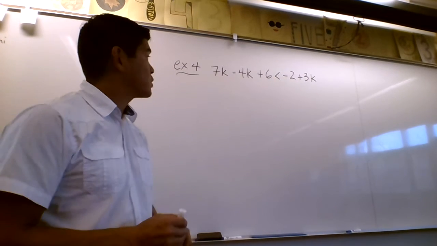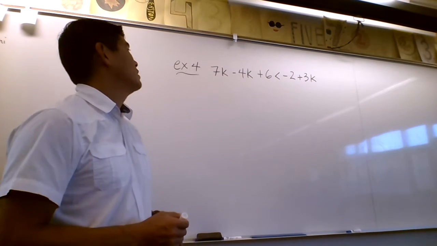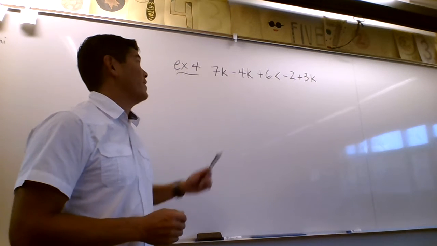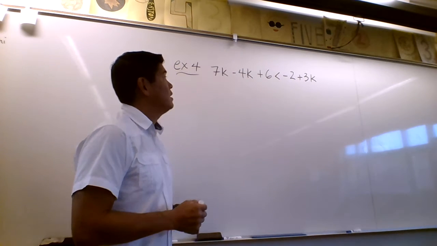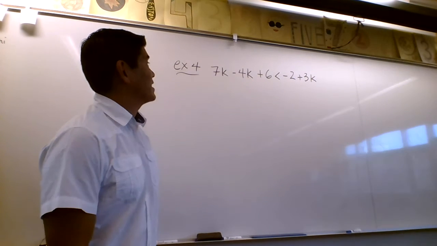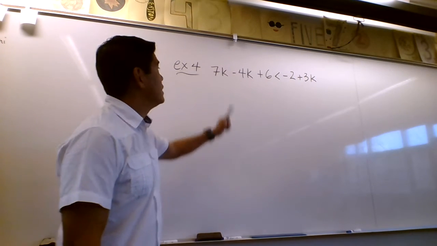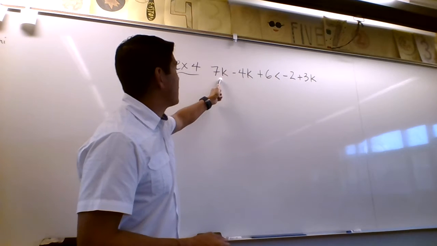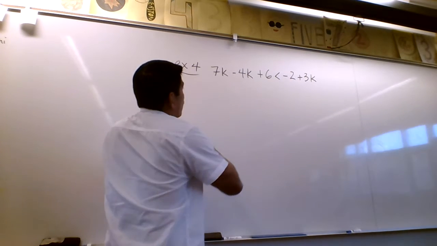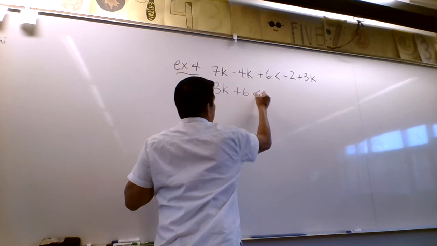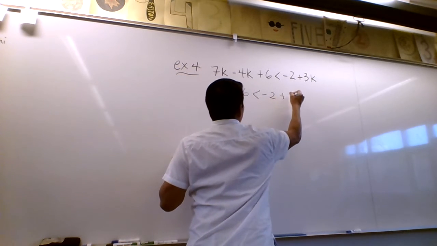All right, so for the most part, inequalities are very similar to equations. If you know how to solve an equation like this, then you should be able to solve an inequality. We have the variable on each side. We actually have like terms on each side of the inequality. 7k and negative 4k are like terms, so we can combine them. 7k minus 4k is 3k, plus 6 is less than negative 2 plus 3k.